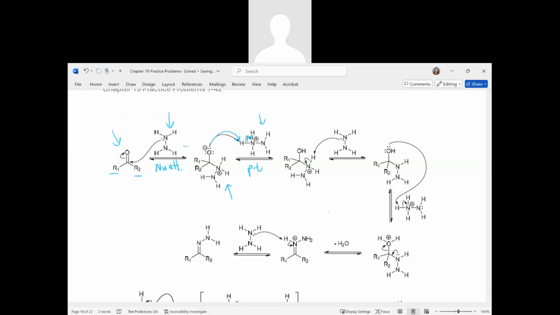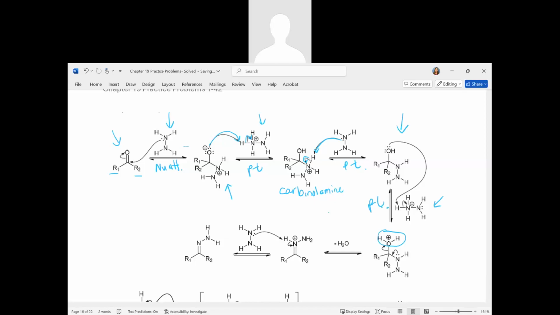Then we have formation of the carbinolamine here. And then again, we see another proton transfer occur involving our hydrazine. That will give us this compound over here. And we see that through another proton transfer, once again, using our hydrazine here, we will then form a better leaving group. So we have water here.